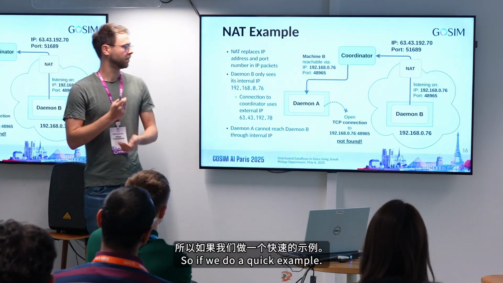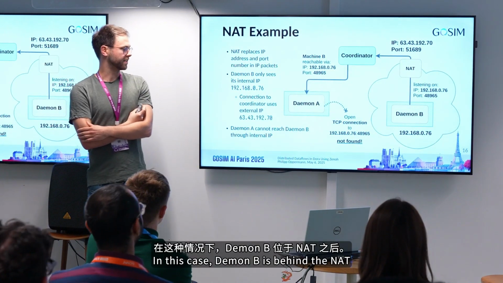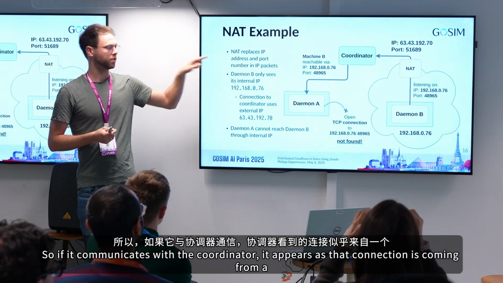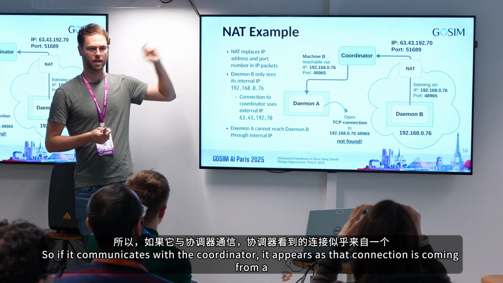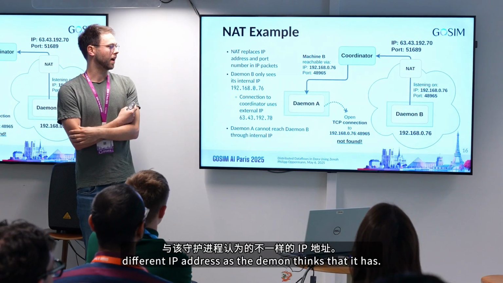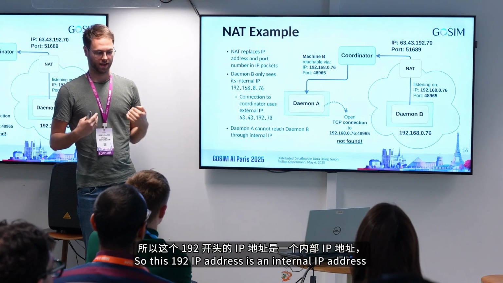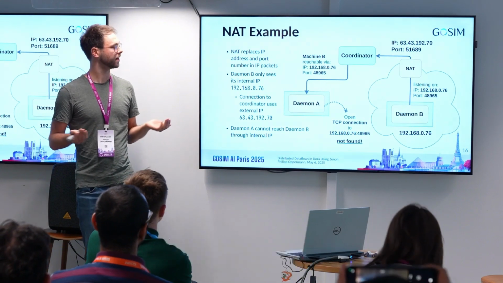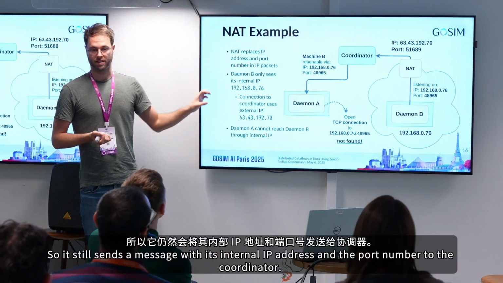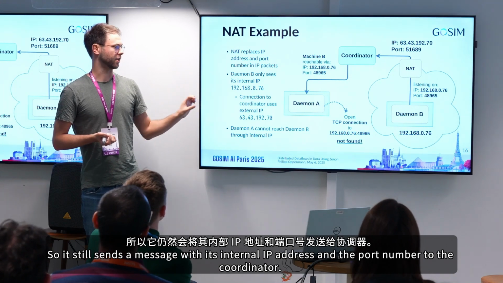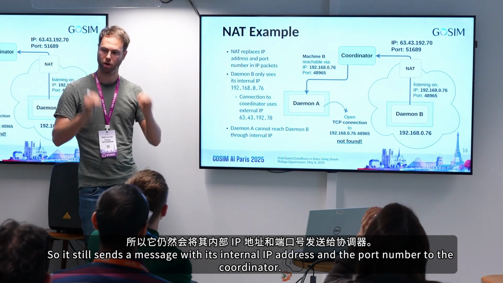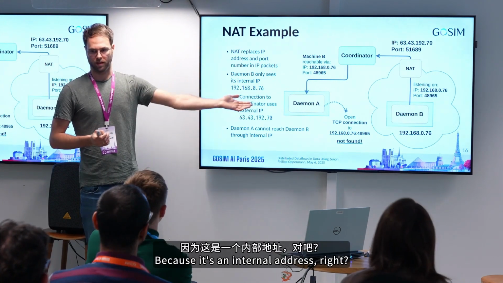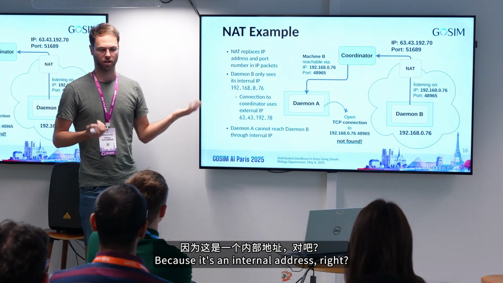So if we do a quick example, in this case, daemon B is behind the NAT. So if it communicates with the coordinator, it appears as if that connection is coming from a different IP address than the daemon thinks that it has, right? So this 192 IP address is an internal IP address that is not valid on the internet. But the daemon doesn't know that, so it still sends a message with its internal IP address and the port number to the coordinator, which forwards it, and then we fail to open a TCP connection because it's an internal address, right?